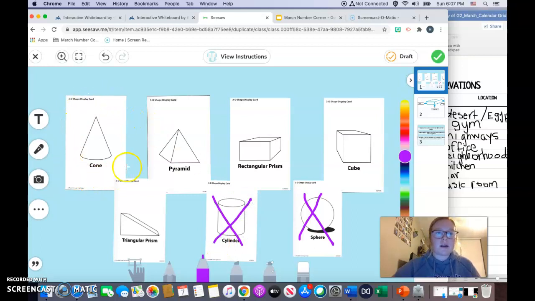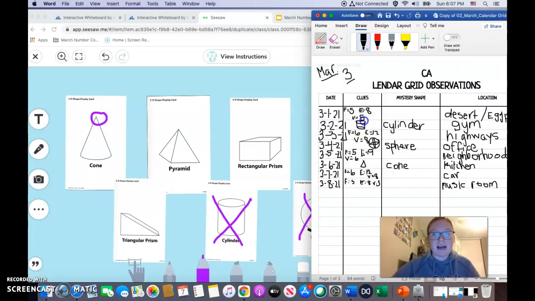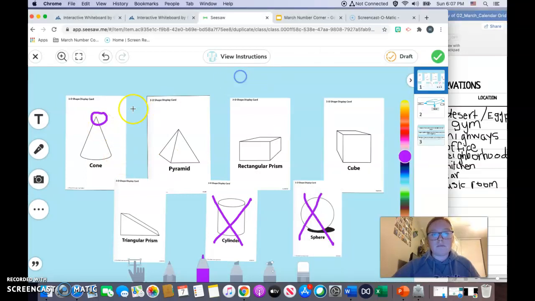Let's look at our cone here. I do see a point or a vertice on our cone. But do you think that it has 5 vertices? I only see 1. All right, so I'm going to cross that out. Wow! Boys and girls, we already got rid of 3 shapes that we know are not our mystery shape. Okay, let's take a look.